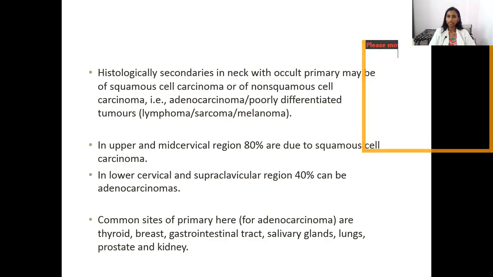For example, in upper and mid cervical region, 80% are due to squamous cell carcinoma, and in lower cervical and supraclavicular region, 40% can be adenomas. So the site also matters. You should remember the site so that you'll have some idea of what it could be, like the DDs at least. The common sites of primary here, that is for adenocarcinoma, can be thyroid, breast, gastrointestinal tract, salivary glands, lungs, prostate, and kidney.